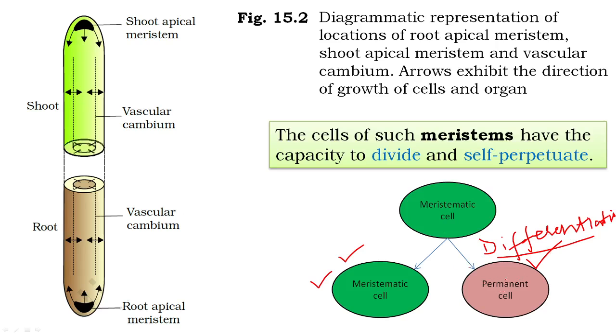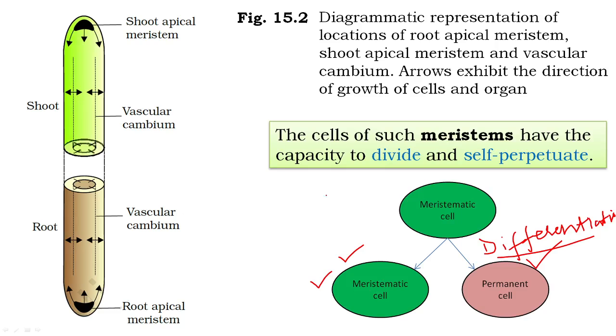And these permanent cells can be sclerenchyma, collenchyma, xylem, phloem, or parenchyma, and each performs a particular function. But here the meristematic cell remains a meristematic cell itself. So this is not called differentiation.